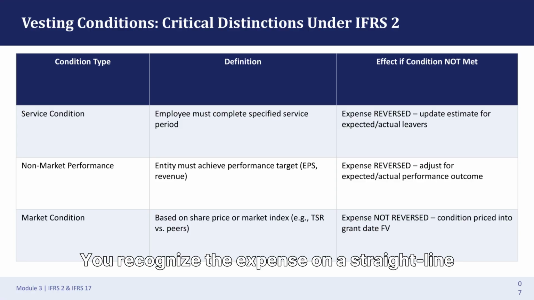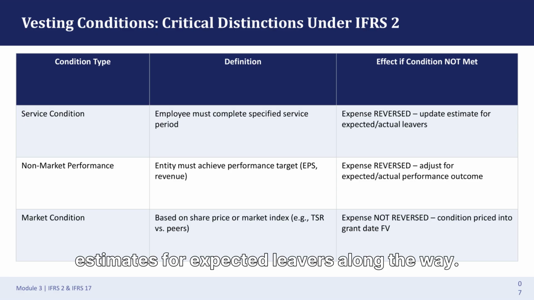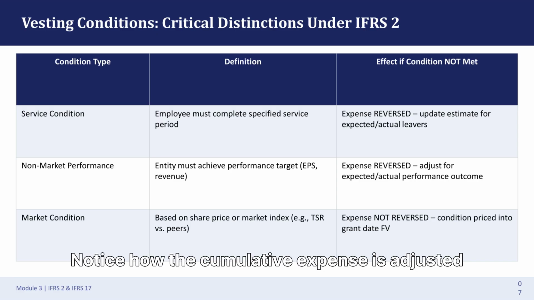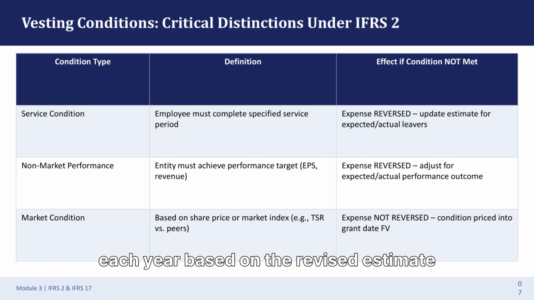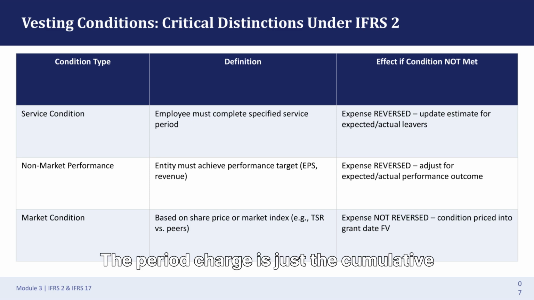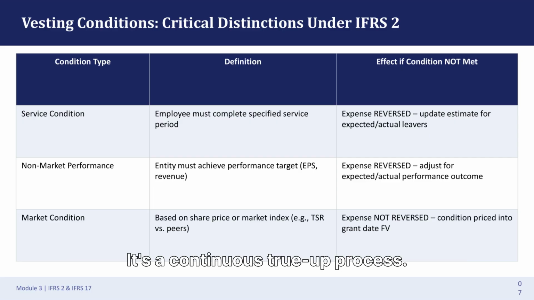Understand this distinction. You recognize the expense on a straight-line basis over the vesting period, adjusting your estimates for expected leavers along the way. Our worked example shows a 3-year cliff vesting. Notice how the cumulative expense is adjusted each year based on the revised estimate of employees expected to vest. The period charge is just the cumulative expense minus what you've already recognized. It's a continuous true-up process.